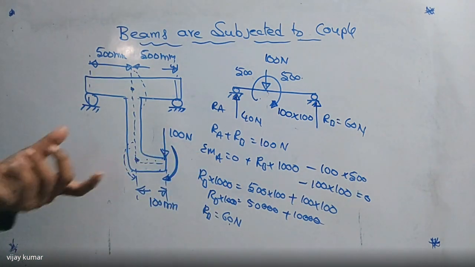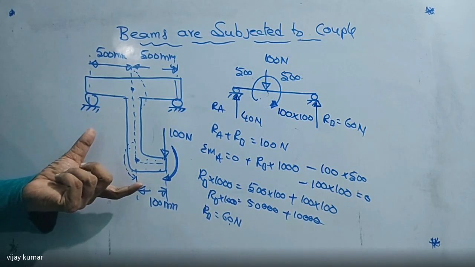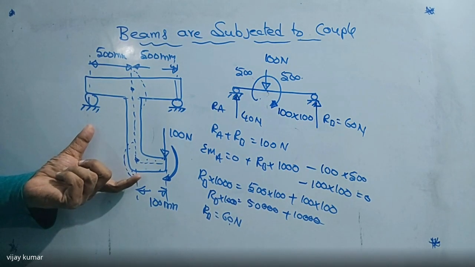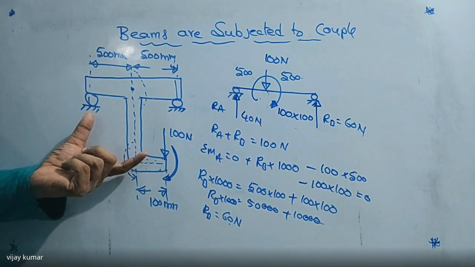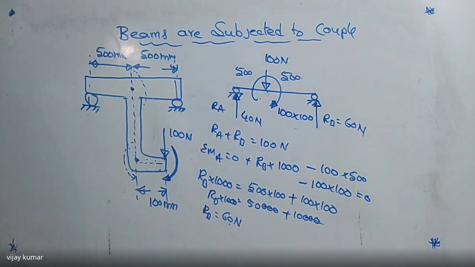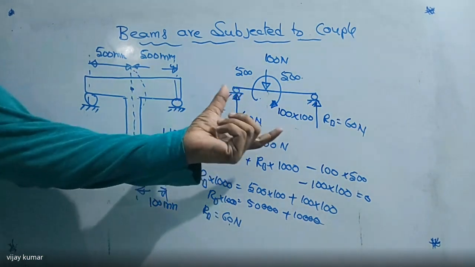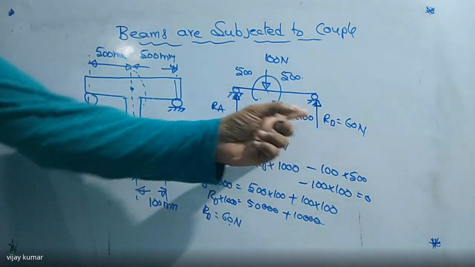On this diagram, there are two questions asked in the GATE examination. First, we have to find the maximum bending moment, and at the same time draw the shear force and bending moment diagram. That is the question given. So should I explain how to find the reactions here?